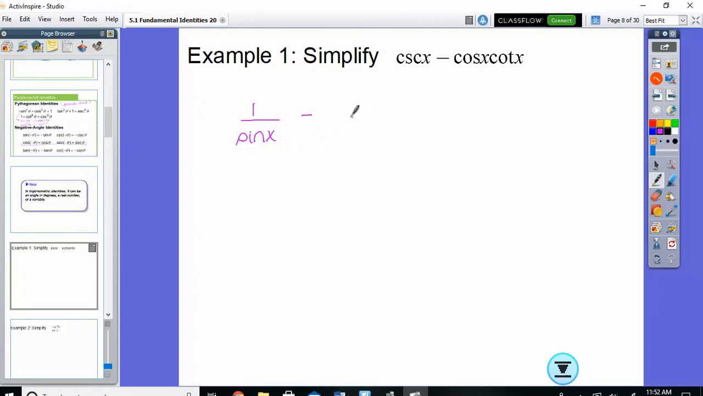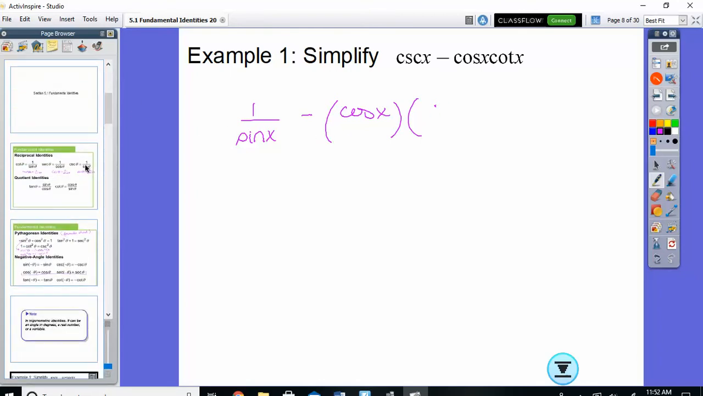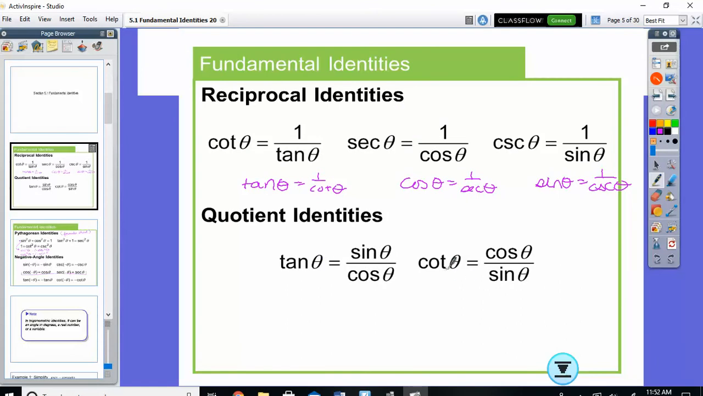Minus cosine x, there's really nothing I'm going to do with it, times cotangent x. If we're changing to sines and cosines, how would we write cotangent? 1 over tangent, but if I want to go to sine and cosine, what else could I do? Look at your quotient identities. Cotangent is cosine over sine.